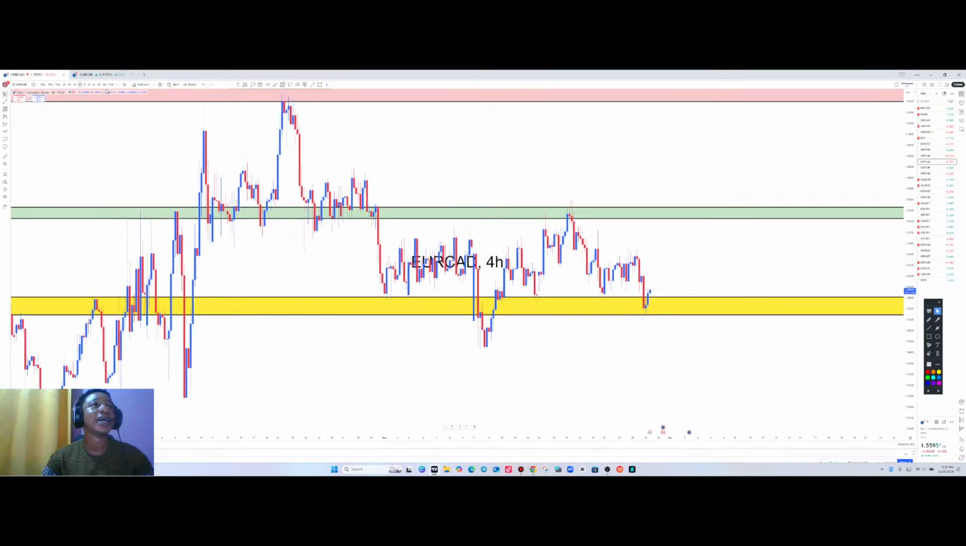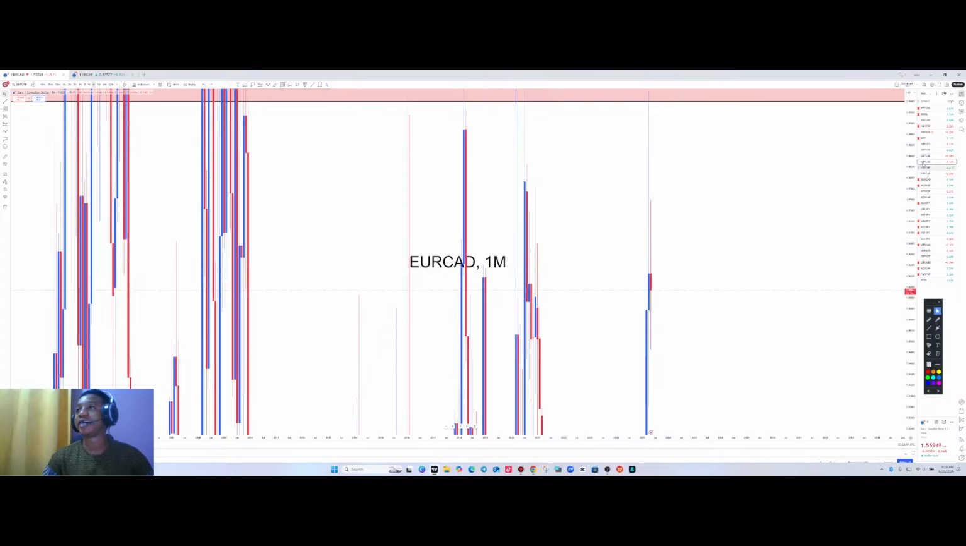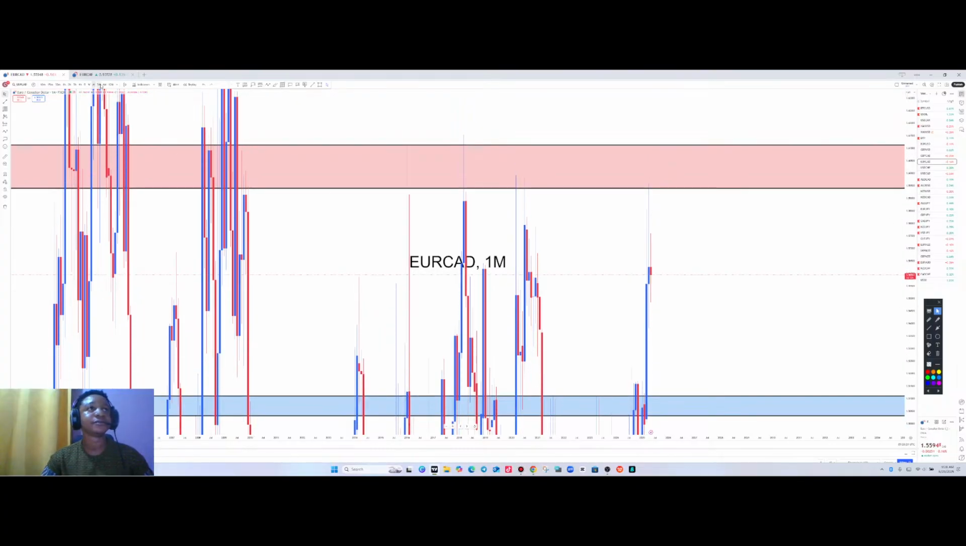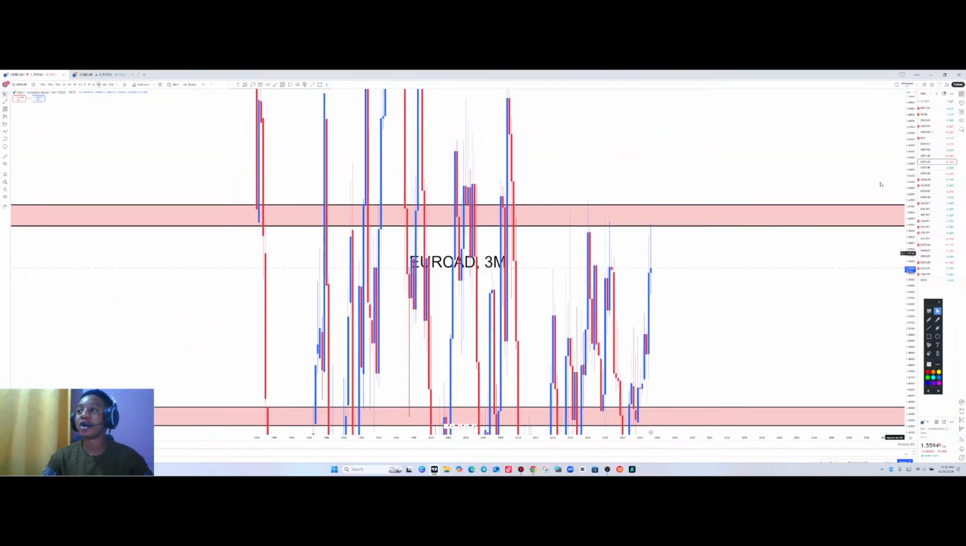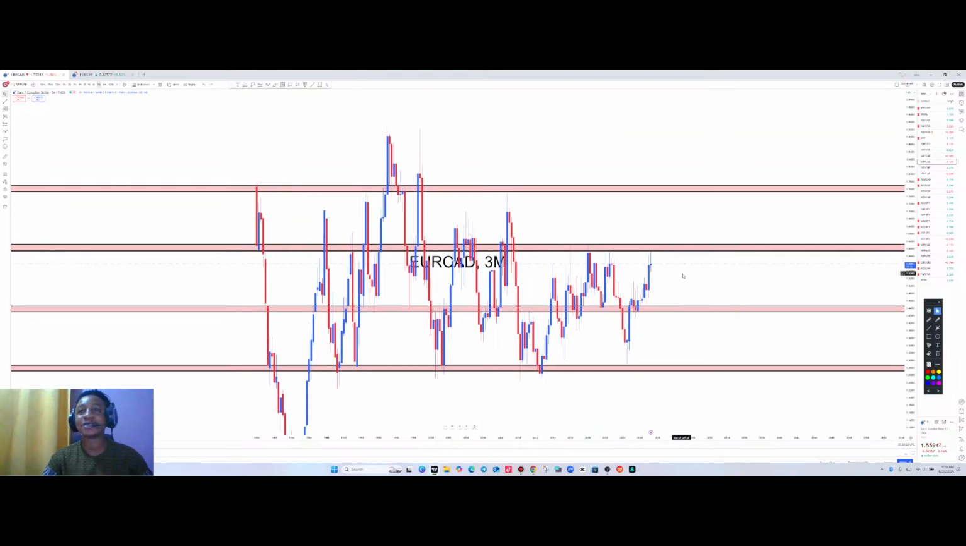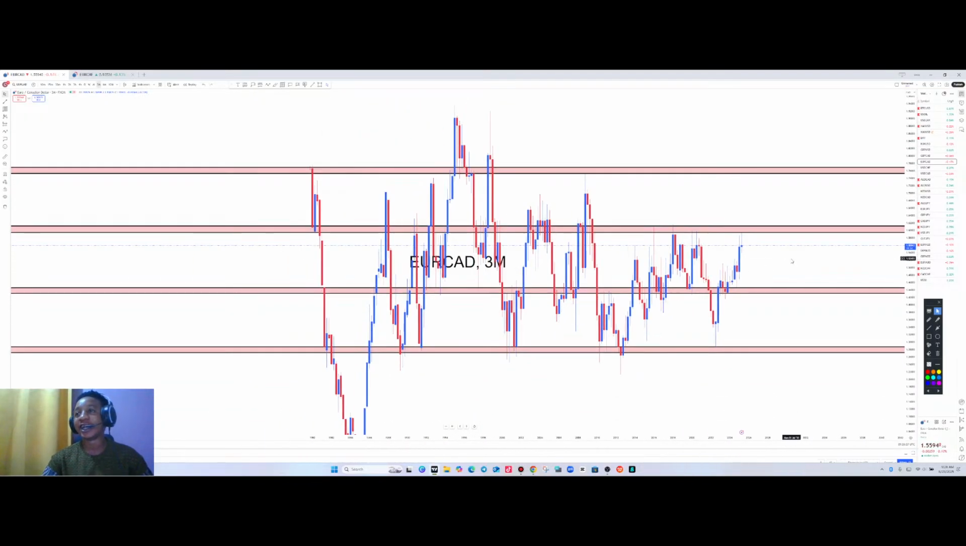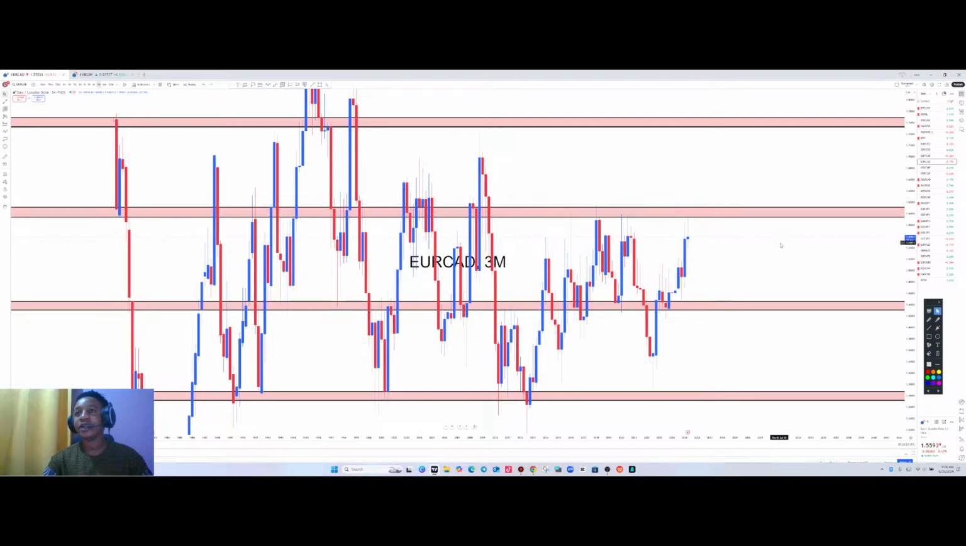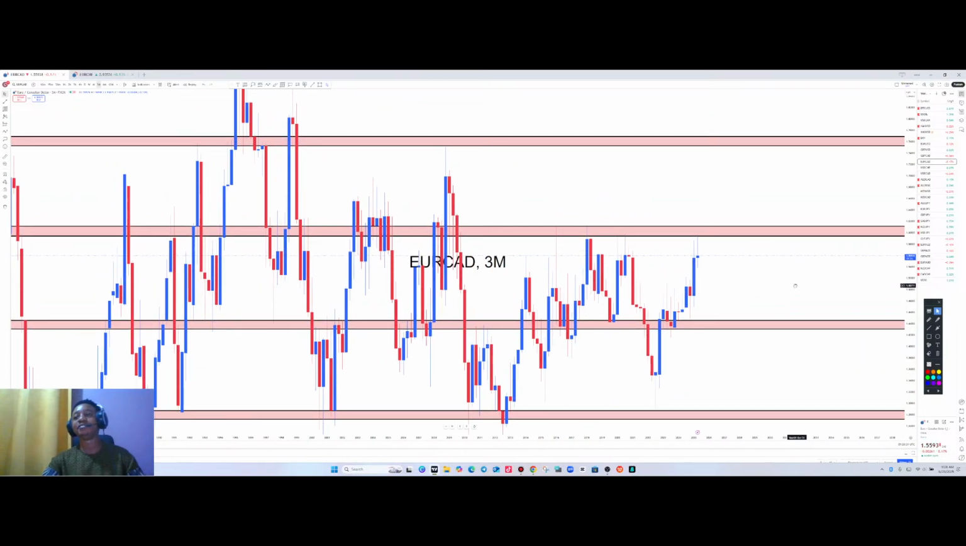Okay. So UCAD. We're also going to begin the analysis from the higher time frame. Guys, keep dropping your pairs. There's more time. I will analyze it for you. I'll take my time and then analyze it for you. So this is UCAD on a 3 months time frame.